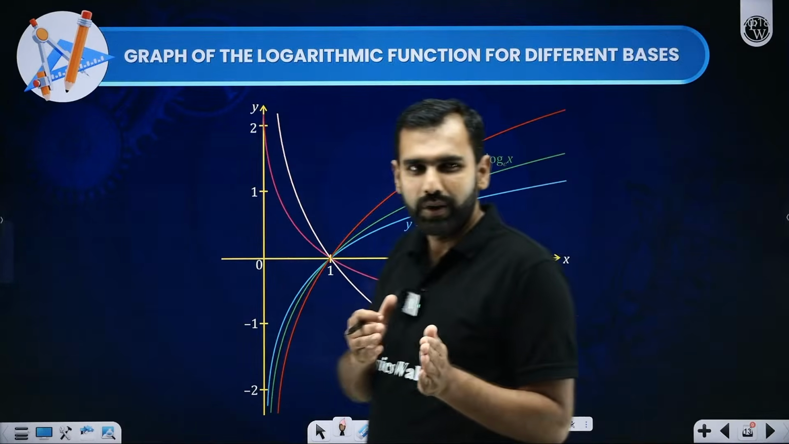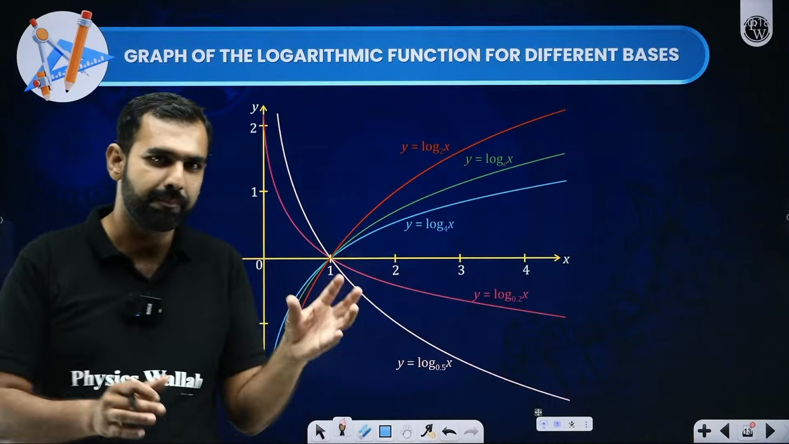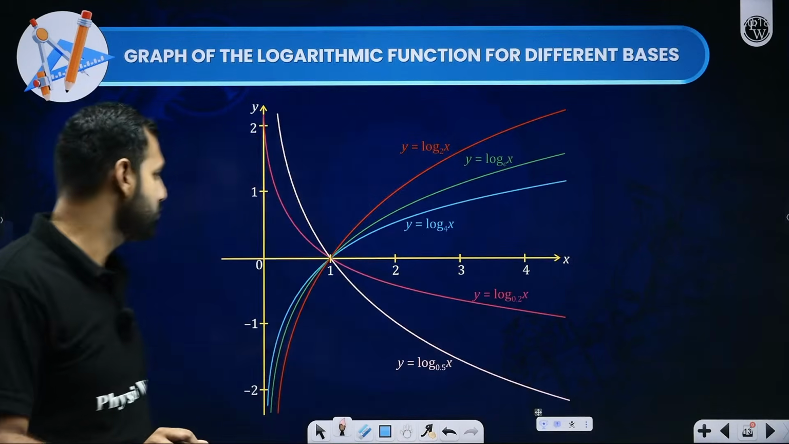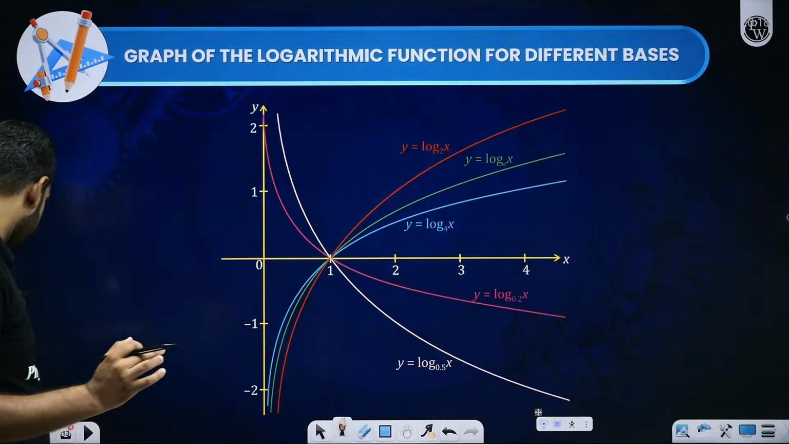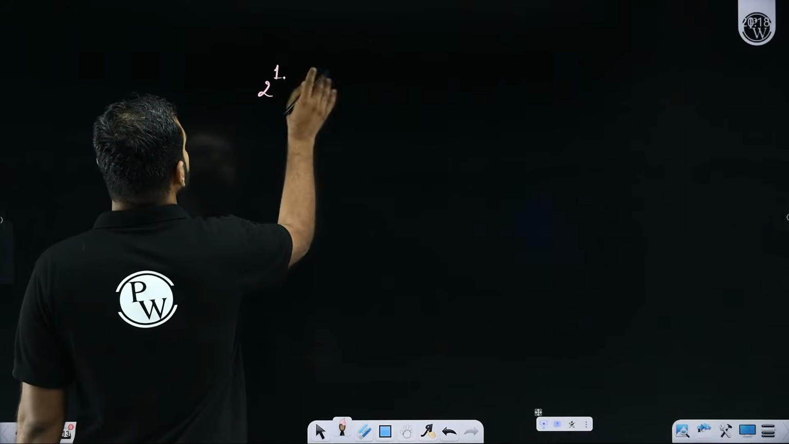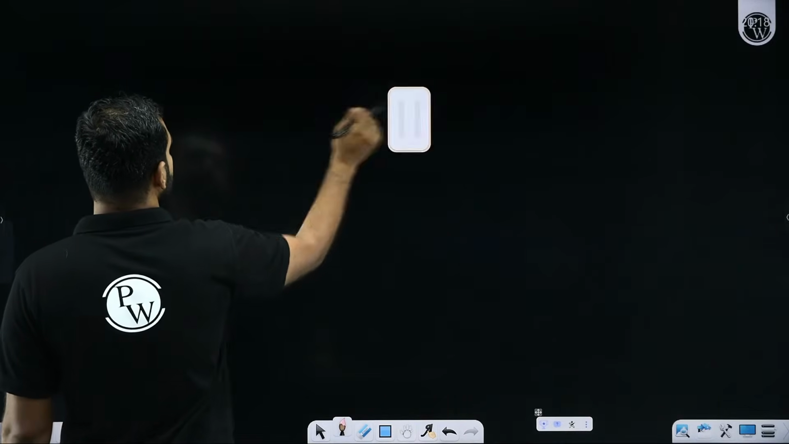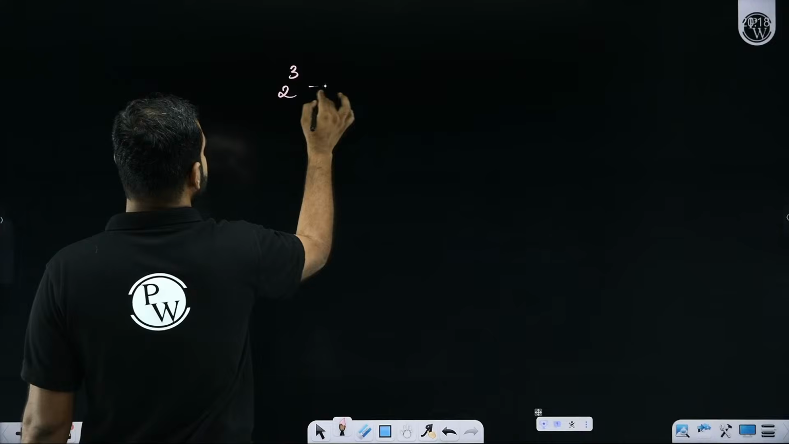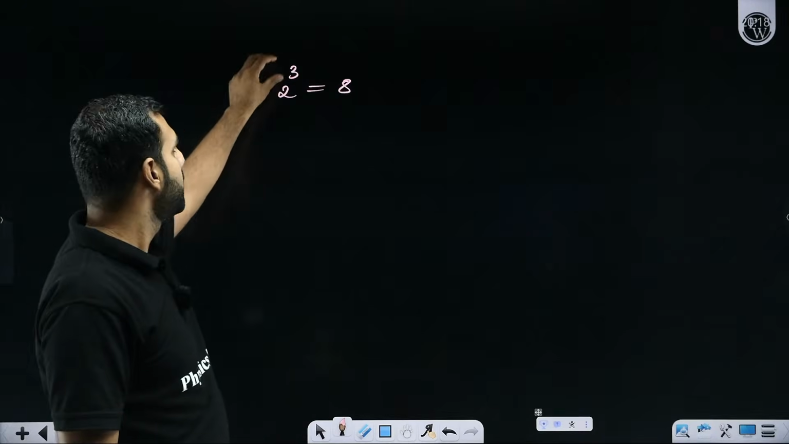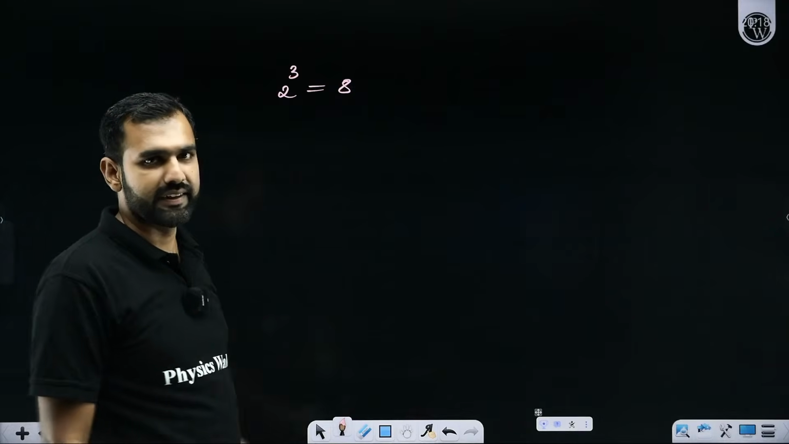Now, once you have understood exponential function, gradually let's move towards logarithmic function. How do we define logarithmic function? Logarithm, first of all, is an extension of exponential only. For example, 2 to the power 3 is 8. So this is an exponent form where the base is 2, power is 3, and the value is 8.